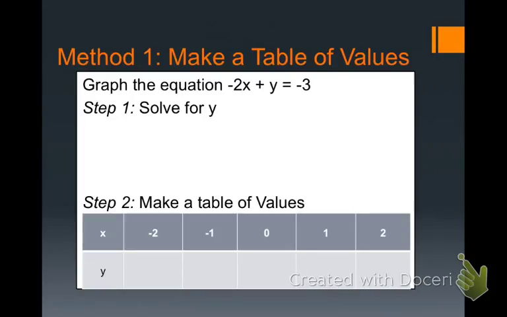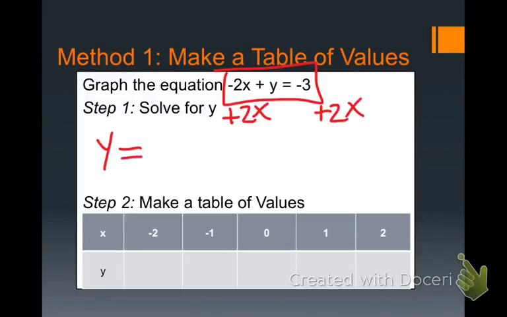So let's look at the equation -2x + y = -3. So first, to make our life easier, to make our table of values, we're going to take this equation, which is actually in standard form, and we're going to solve for y. So just like we did with literal equations, because that's a negative 2x, I'm going to add 2x to both sides. And now I'm left with y = 2x - 3. Or you could write -3 + 2x, either way.